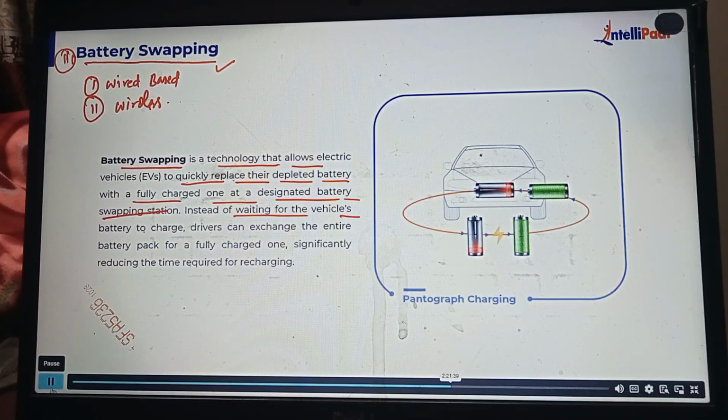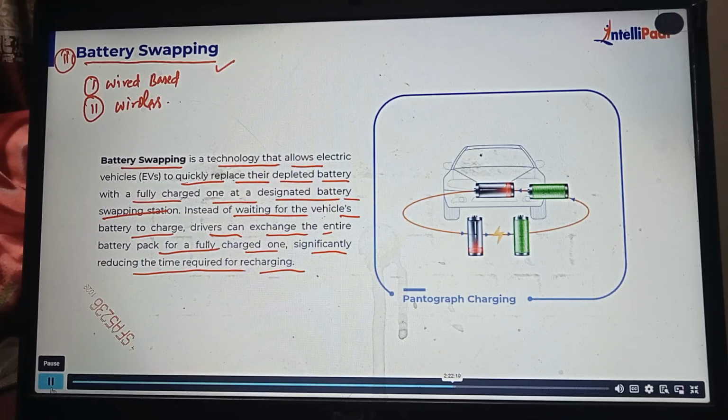Instead of waiting for the vehicle's battery to charge, like 25 minutes or 6 to 7 hours, at the charging station, a designated place, we have our charged batteries, and each charged battery can be replaced with the empty, discharged battery. The driver can exchange the entire battery pack for a fully charged one, significantly reducing the time required for recharging. So it is a kind of petrol pump where you go and refill the fuel in the empty tank. That's all. You are removing the discharged battery and plugging in the charged battery.